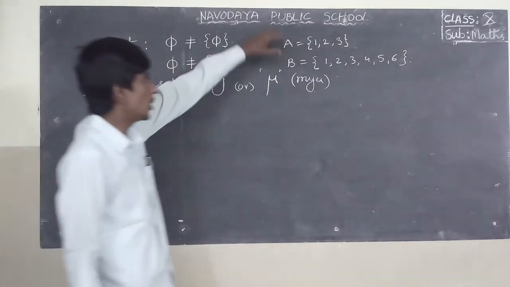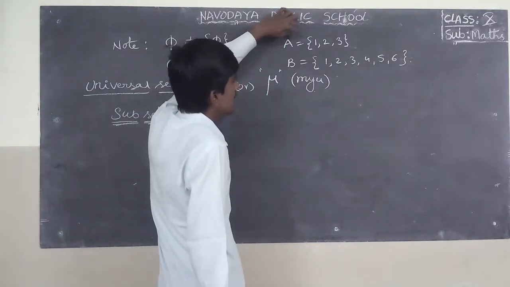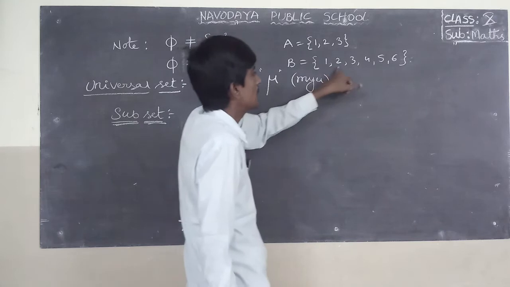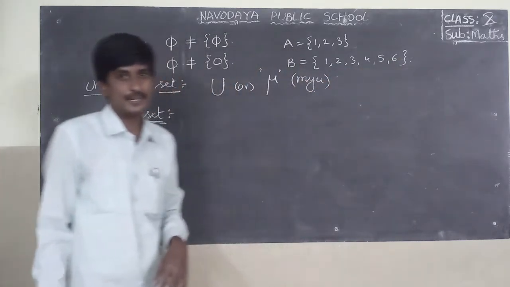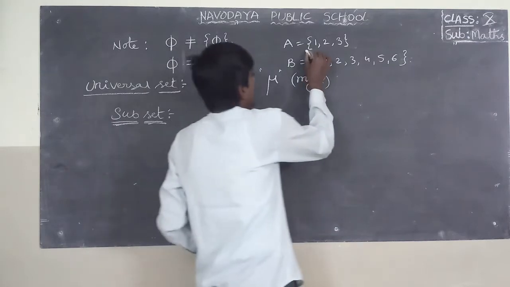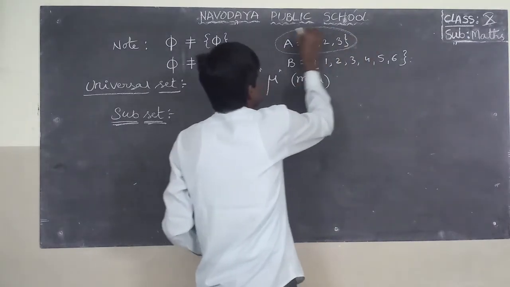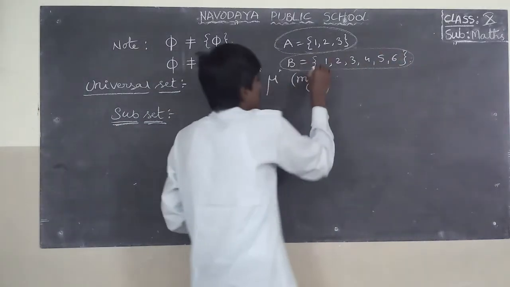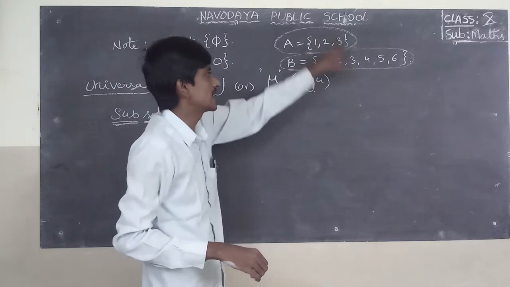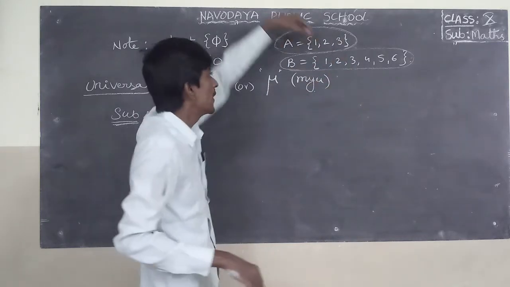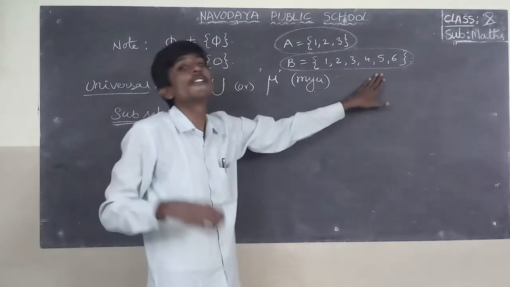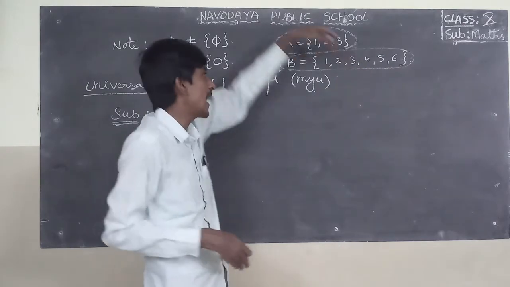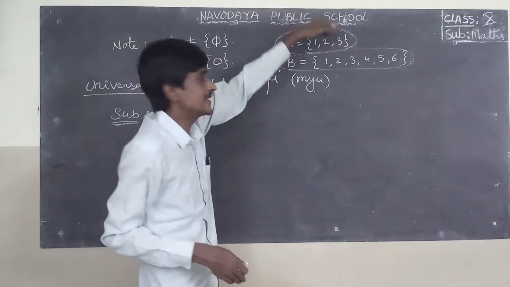Here A contains how many elements? 1, 2, 3. B contains how many elements? 1, 2, 3, 4, 5, 6. For every element of A, every element in A is also an element of B. 1 is there, 2 is there, 3 is there. So A is a subset of B, because every element of A is an element of B.